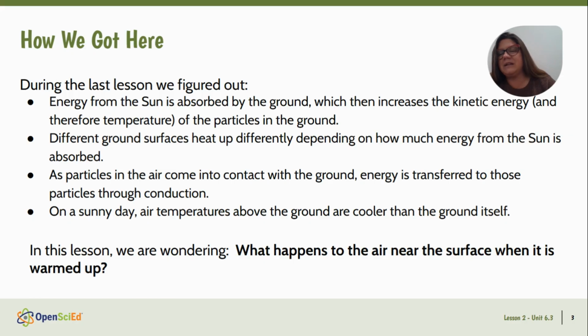How did we get here? In the previous lesson, we figured out that energy from the sun is absorbed by the ground, which then increases the kinetic energy and therefore the temperature of the particles at the ground. The different ground surfaces heat up differently depending on how much energy from the sun is absorbed. And as the air particles come into contact with the ground, energy is transferred to those particles through conduction. And on a sunny day, the air temperatures above the ground are still cooler than the ground itself.